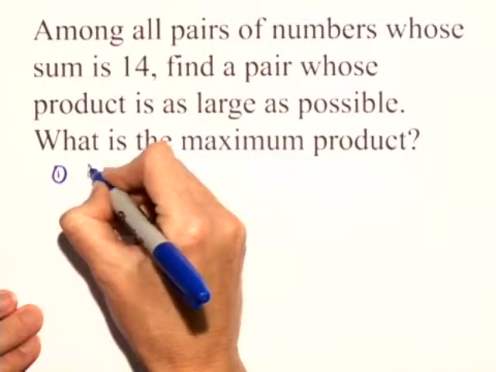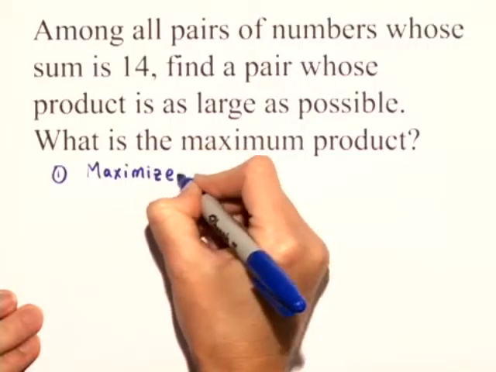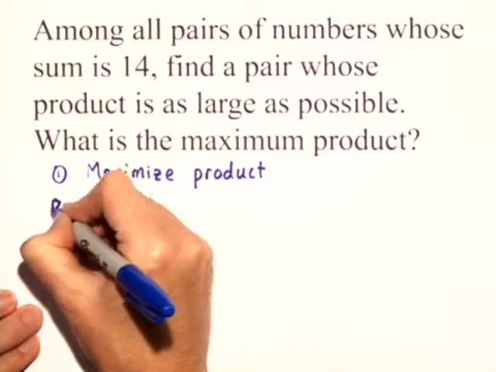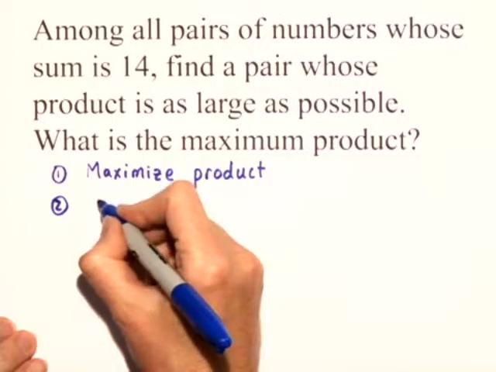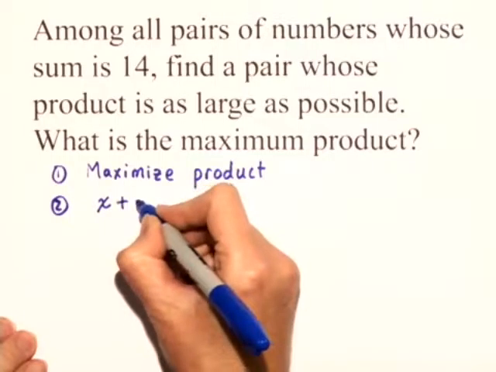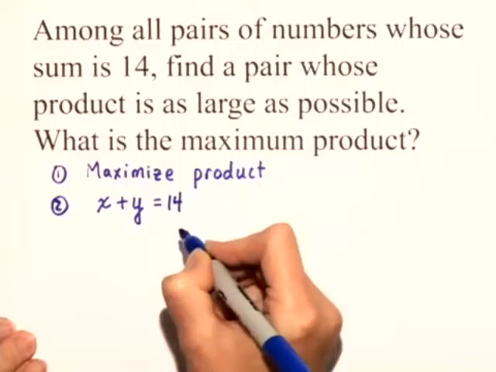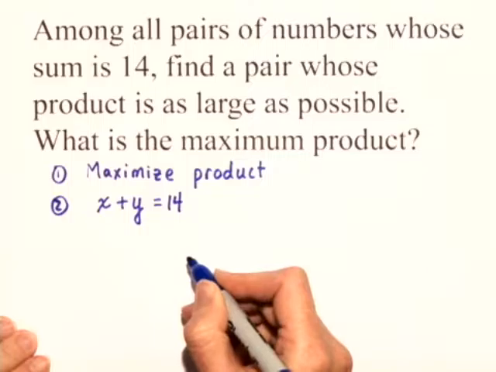And in this case, we want to maximize the product. In step 2, we want to express the product as a function of just one variable. So let's use our information to do that. We're looking for a pair of numbers whose sum is 14. So we could say that x is the first number plus y is the second number, that's the sum. We want that sum to be 14. But we also want, remember, the product to be maximized.